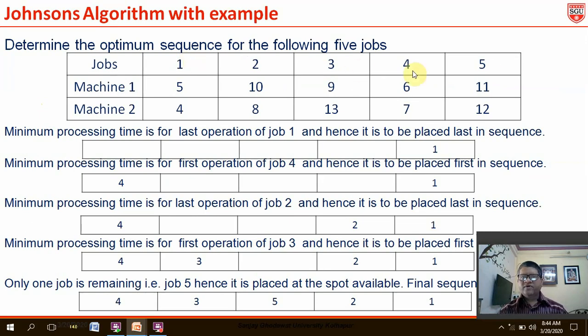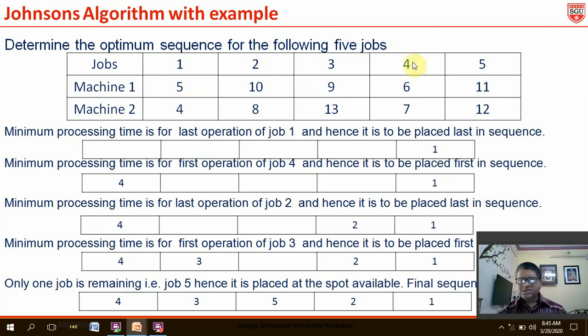Here you will find there are 5 jobs, and we have been given the processing times for these 5 jobs on machine 1 as well as machine 2. What we have to do is search for the smallest processing time, and you will find the smallest processing time is 4, and this 4 is for job 1, for the last operation. So as the smallest processing time is for the last operation, job 1 is sequenced last.